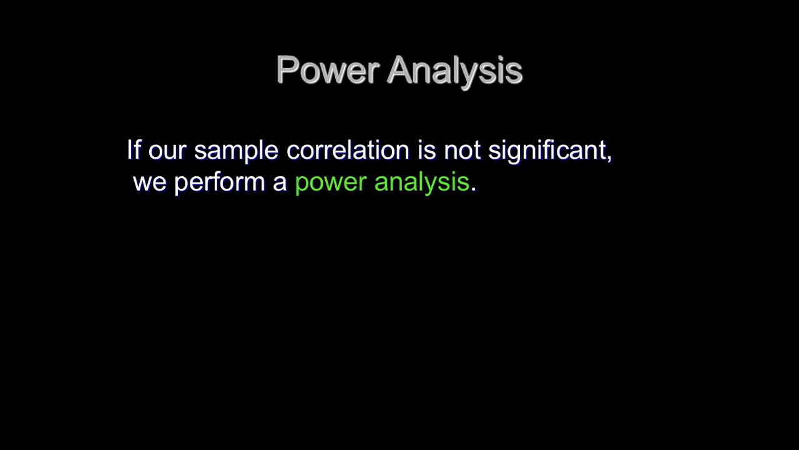So basically the idea is that you don't just look at the p-value when you have a look at data, you also have a look at the confidence interval, and later on in ANOVAs at the effect size. This also applies to when data is not significant. If our sample correlation is not significant, we perform a power analysis.